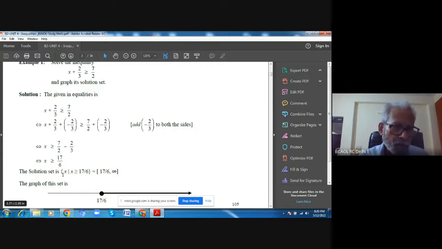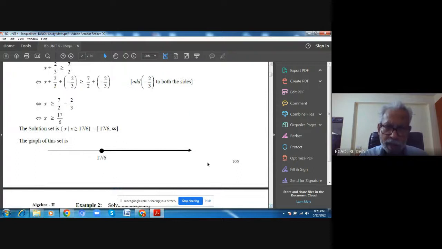Now how to represent this solution set? In this case you see it is positive. So the values are starting from here and you can go to the infinity side, not the negative side, this left-hand side. You see there is a thick line, which means the direction. So the set is starting from 17 by 6 and it tends to go in this side, the infinity side.